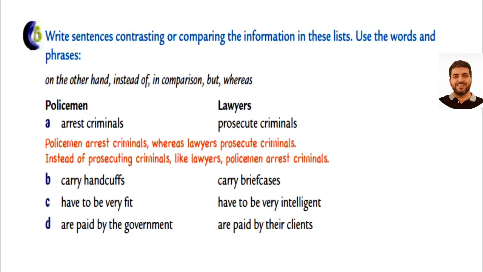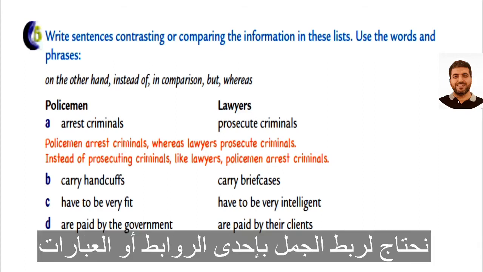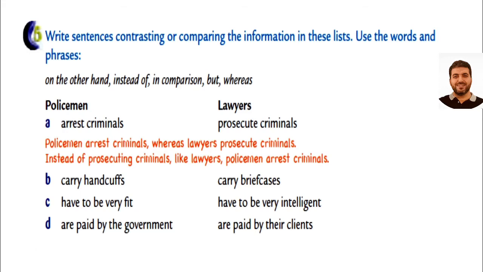All right. Now here, let's do this exercise. You have here B, C, D. We need to do like the example. Join the sentences with one of the words here. On the other hand, or instead of, or in comparison, or but, or whereas. Okay. Any one of these words you can use to connect the two sentences.